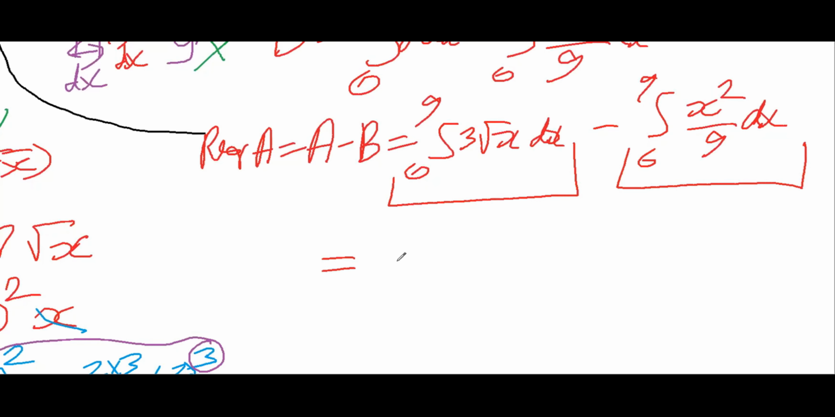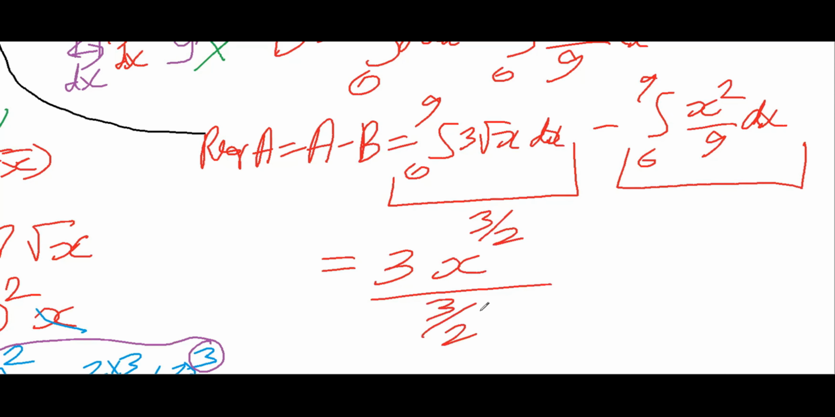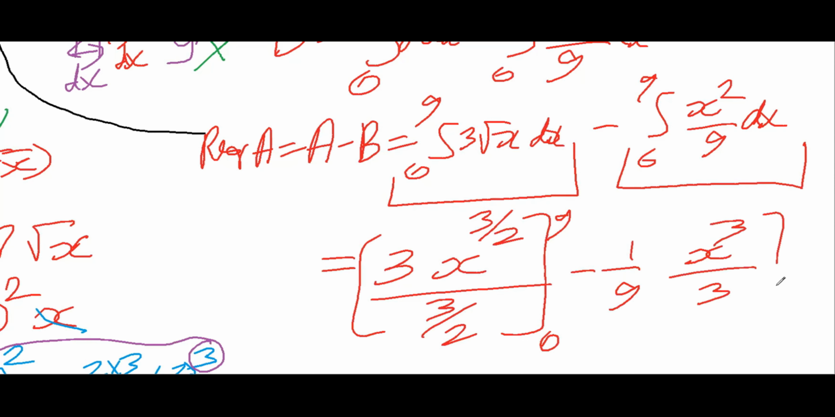Okay, so I have taken this 3 out; it is a constant, so I took it out. Then integration of square root of x, what will it be? That will be x to the power of 1/2 plus 1, that is 3/2. Here again it will be 3/2. The limit will come from 0 to 9. Minus, the same thing here: 1/9 I have taken out because it is constant. And integration of x square is x cube upon 3, and the limit will be from 0 to 9.